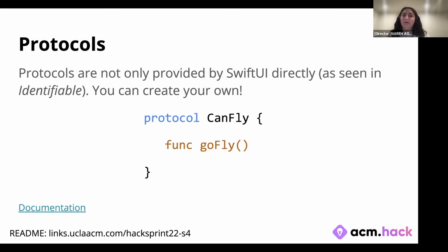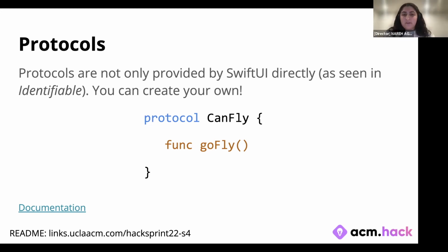Protocols are not only defined by SwiftUI. What I mean by that is that you can actually create your own. While Identifiable is provided by SwiftUI, we can make our own protocols. The way we would create one is very similar to how we would create a struct or other kinds of Swift things. For protocols, we simply write protocol and then the name of the protocol, and then use curly braces to put what would be in there.